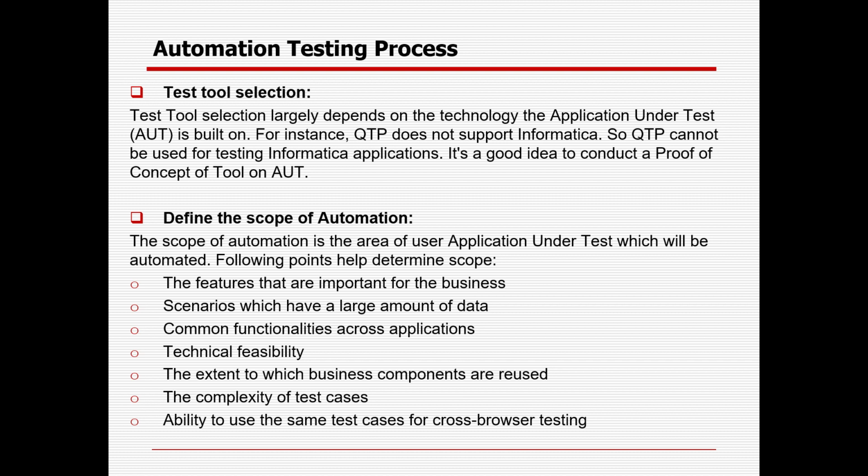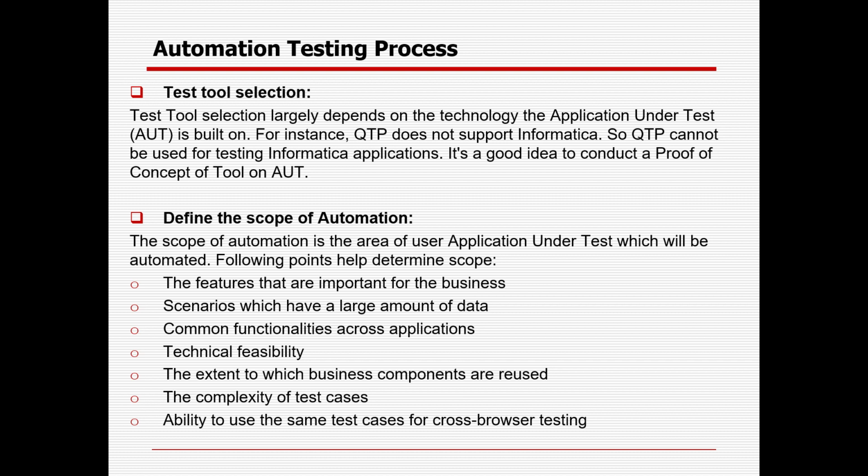So you'll be doing that proof of concept, or the POC, and then you will calculate the return on investment. Test tool selection largely depends on the technology the application under test, or AUT, is built on. For instance, UFT or QTP does not support Informatica, so QTP or UFT cannot be used for testing Informatica applications. So it is a good idea to conduct a proof of concept of the tool for the application under test.